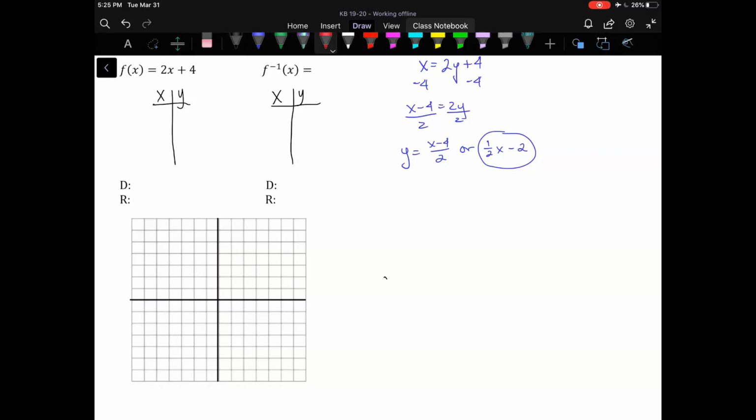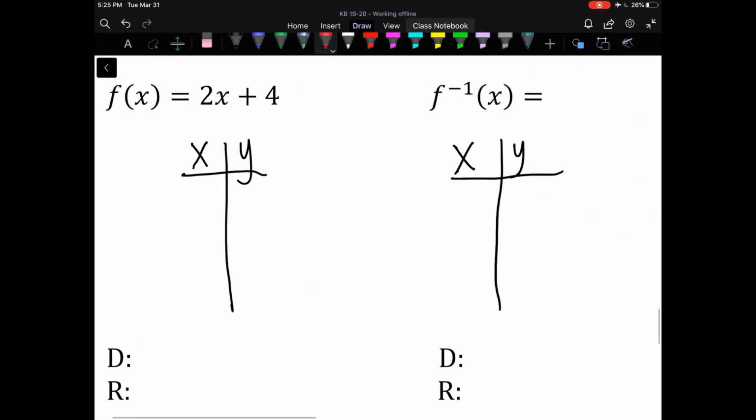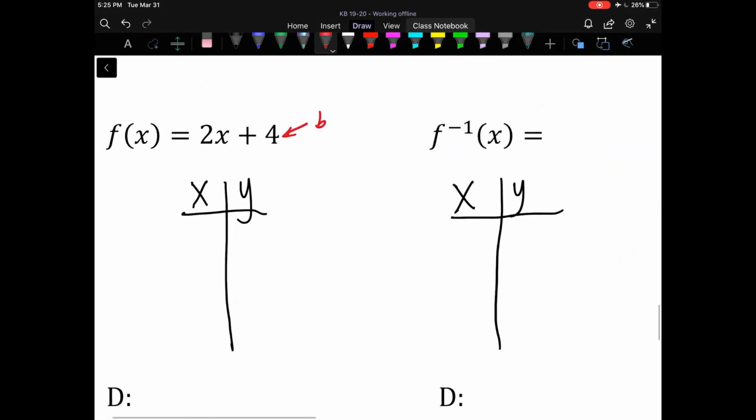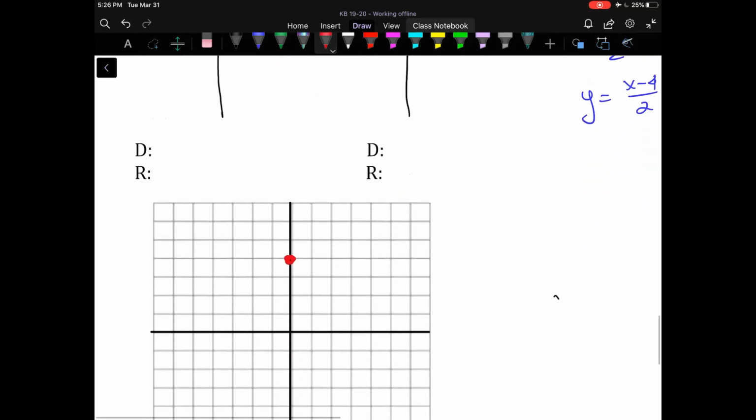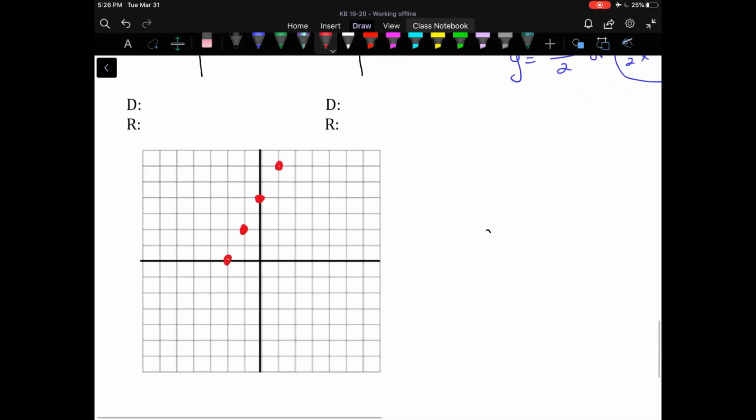Okay, so if you remember y equals mx plus b, this is our b, and this is our mx, and so that's the slope. So the b is our y-intercept. We want to start at 4, and then we want to rise 2 and run 1, and we could go the opposite direction, and that would get us here and here, etc. So if we connect those dots, we get ourselves a line that looks like this.